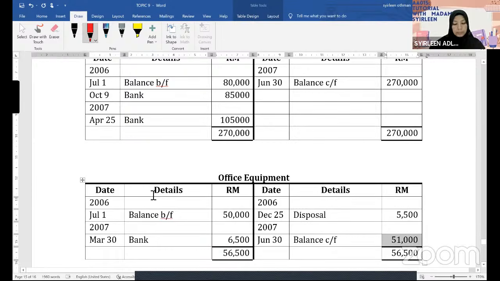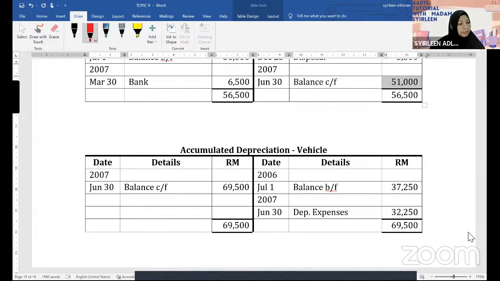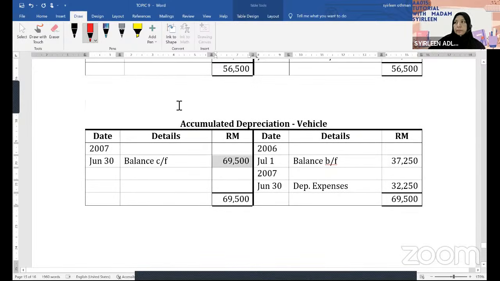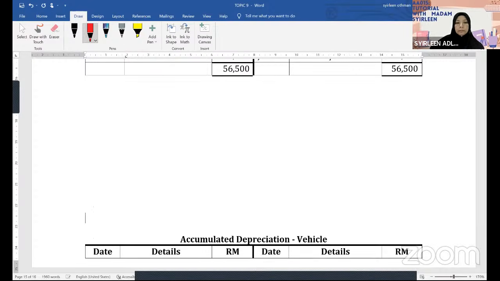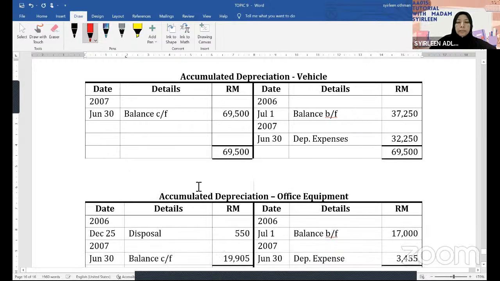All right. Okay, so for the accumulated depreciation untuk vehicle, okay, balance ada dari soalan tadi 37,250. Okay, this is the depreciation expense untuk tahun semasa. Okay, so balance untuk accumulated depreciation for the company is 69,500 towards the end lah. Okay, dan the last one. Okay, alright. Sekejap. Okay. So this is for the vehicles and below here is for your office equipment.